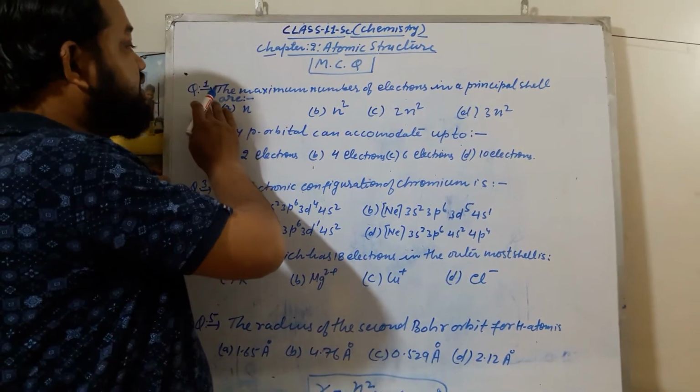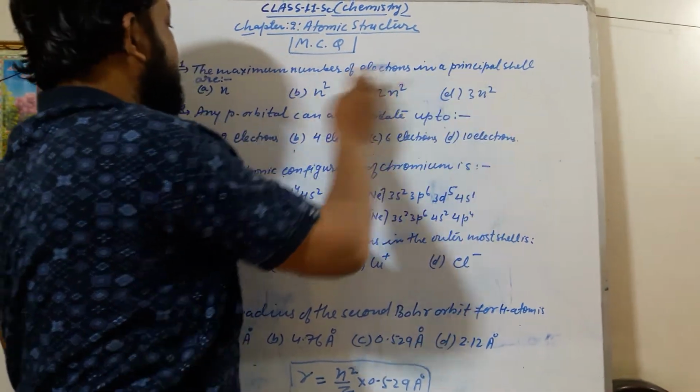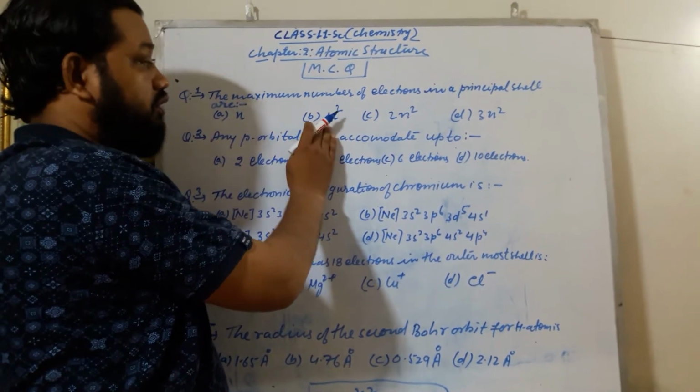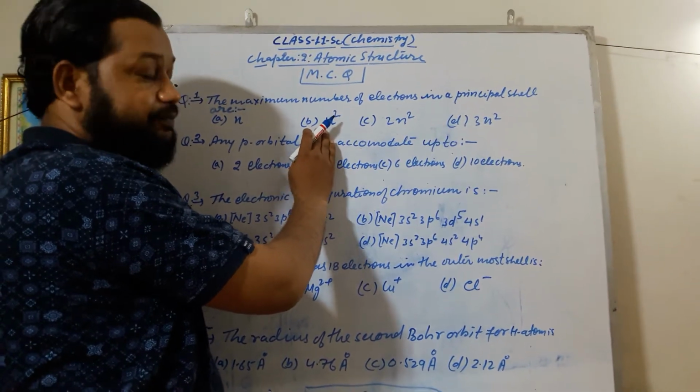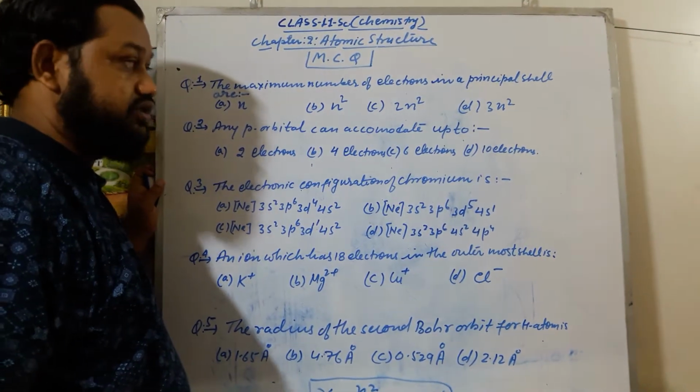Your question number 1: the maximum number of electrons in a principal shell are. Option A, n. Option B, n square. Option C, 2n square. And option D, 3n square.